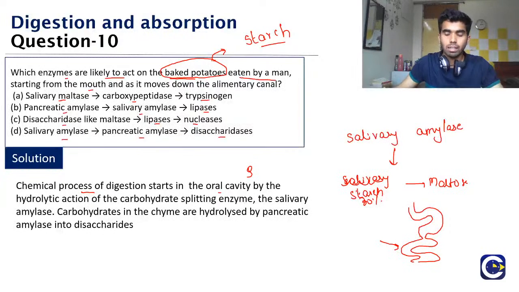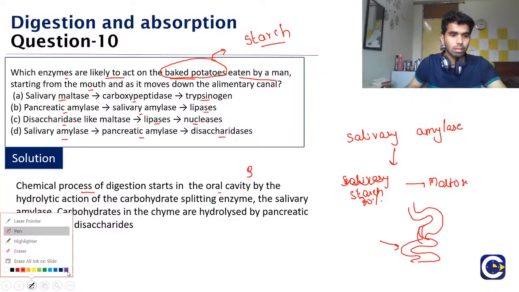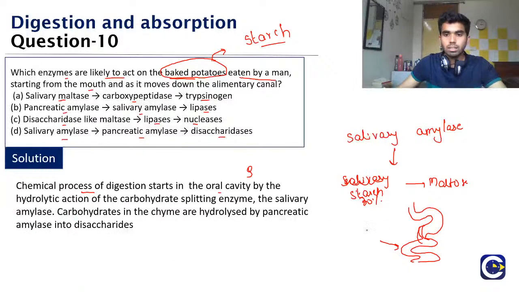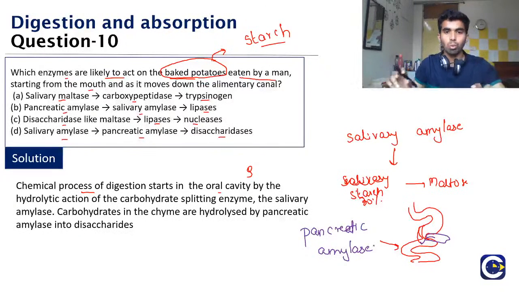alimentary canal, and in the alimentary canal, this is the duodenum part. In the duodenum, there is the pancreas. Here the pancreas is present. This pancreas releases an enzyme, and that enzyme is known as pancreatic amylase, and this pancreatic amylase acts further on this maltose and breaks it down into simple sugars, that is disaccharides.